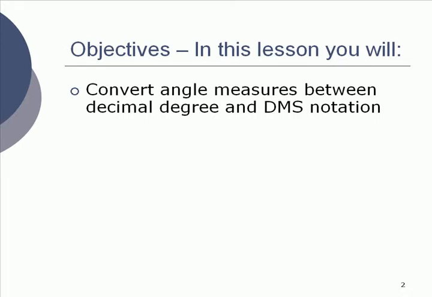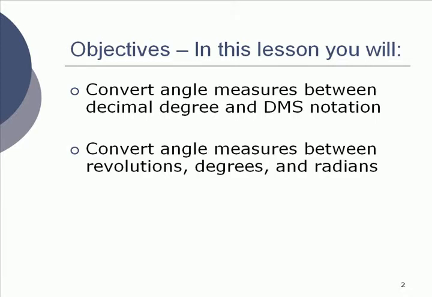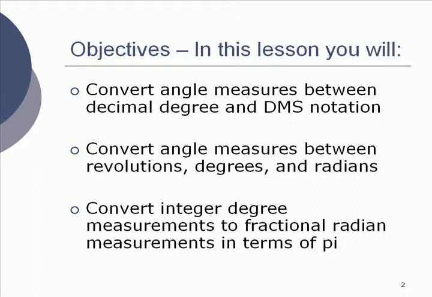DMS represents degree minute second. We also want to be able to convert angle measures between revolutions, degrees, and radians. That's the second thing. That's a very common conversion that we'll be doing. We'll develop why that conversion factor exists and how it works. And the third thing is really a preparation for some trigonometry work that we're going to be doing in a couple of weeks, and that is that we want to be able to convert integer degree measurements into fractional radian measurements in terms of pi. Those are the three primary things we want to do.